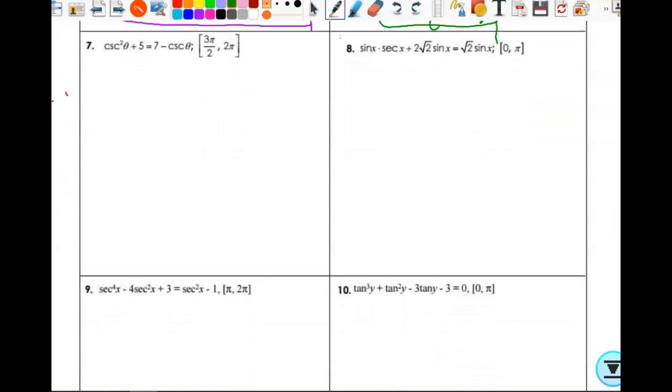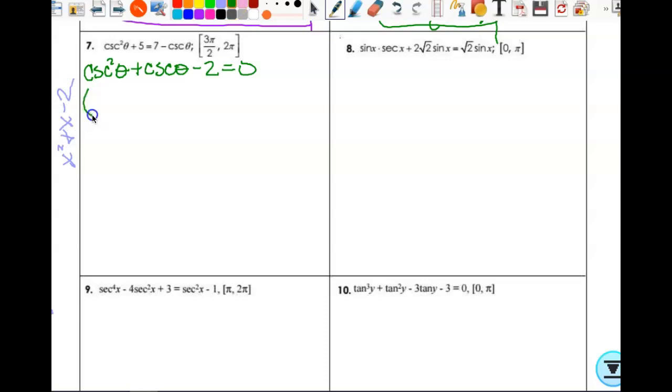So let's look at number 7. I've squared again. I got a quadratic, so I'm going to set it equal to 0. I would like my squared term to stay positive, so I'm going to move everything to the left. This gives me cosecant squared theta plus cosecant theta minus 2 equals 0. Not a difference of squares, no GCF, but recognize this for what it is. It is a very simple quadratic. It would be the same as factoring x squared plus x minus 2. It's the exact same thing.